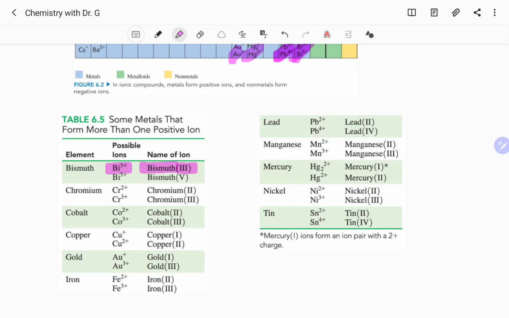Another example is gold. Gold has two stable cations. Gold +1 is known as gold(I), and the other cation is called gold(III). So you write the charge of the cation using Roman numerals after the name of the element, within brackets. That is something important to remember.